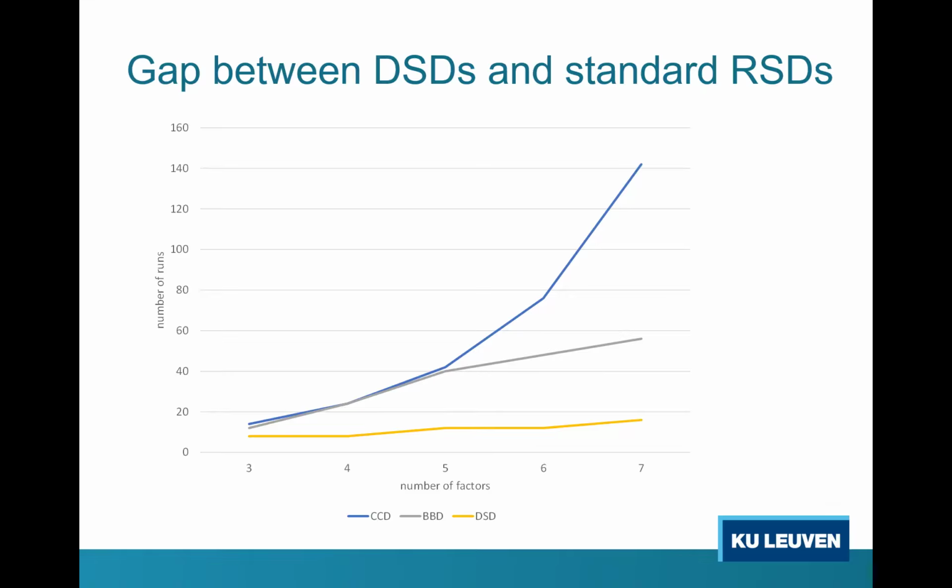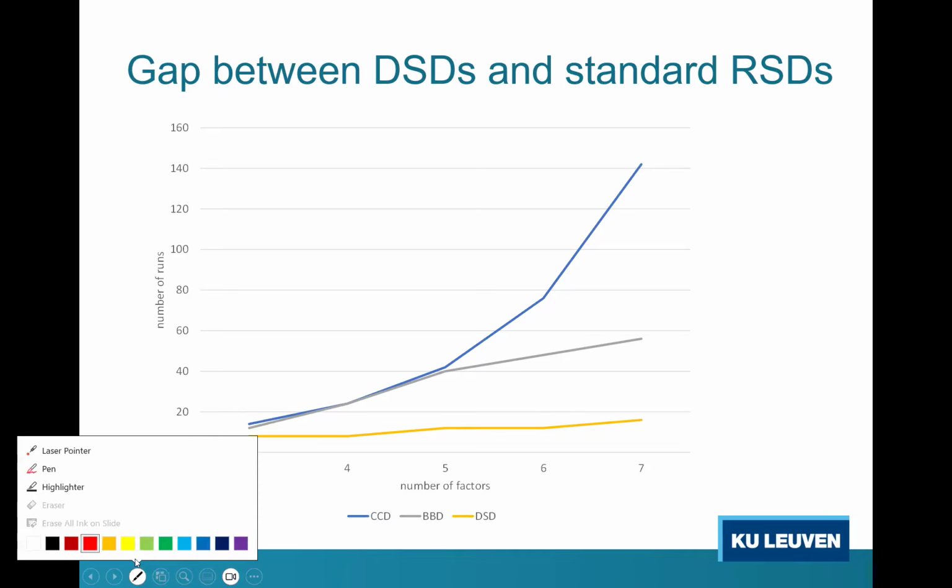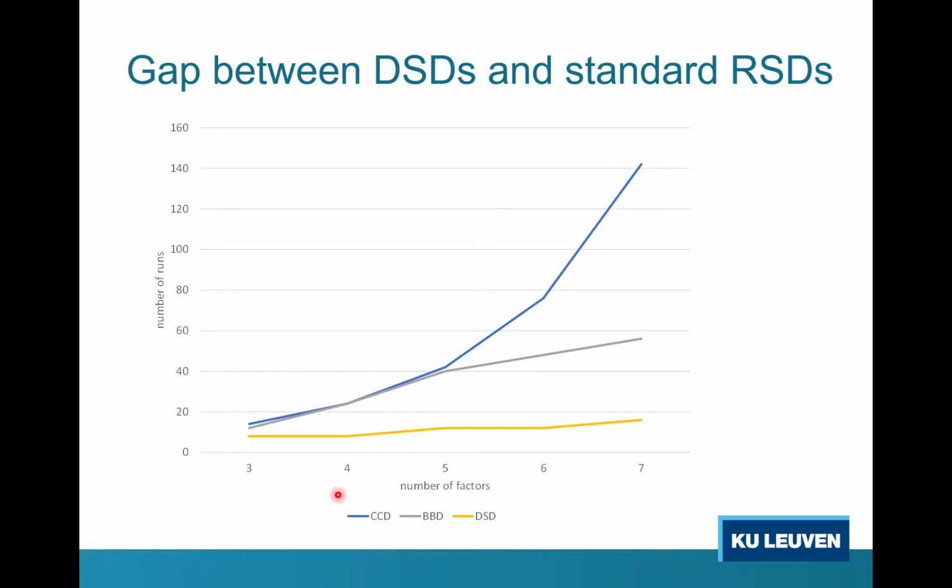In this slide, we have the number of factors on the horizontal axis. We have the number of tests you have to perform on the vertical axis. And we have 3 lines in the graph. The blue line is for the central composite design. The gray line is for the Box-Behnken design. And the yellow line is for the definitive screening designs. The first 2 lines are the traditional response surface designs. The yellow line is the more modern definitive screening design.